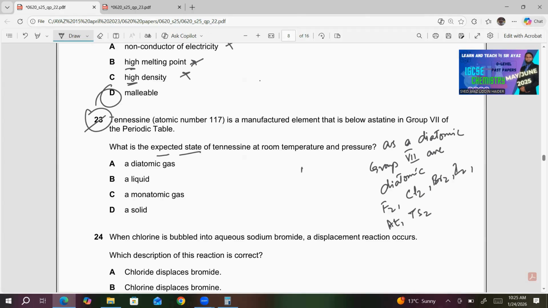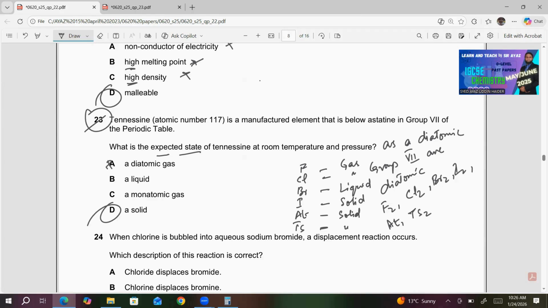If you look at the trend in the state, we have gases, fluorine, chlorine; bromine, liquid; iodine, solid. So definitely this tells that the melting point and boiling point increase as you go down the group. Astatine is also solid. So what do we expect? Tennessine must also be a solid. So D must be the right response in this case. All the other choices are incorrect.